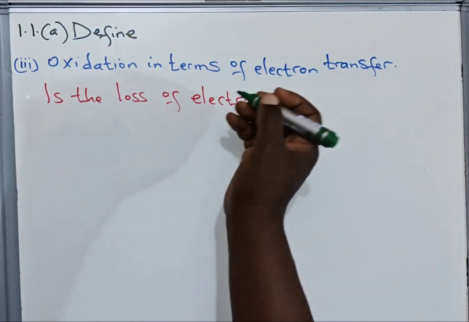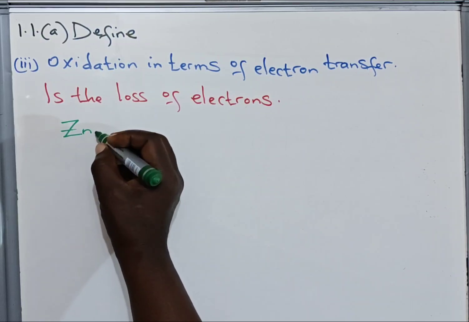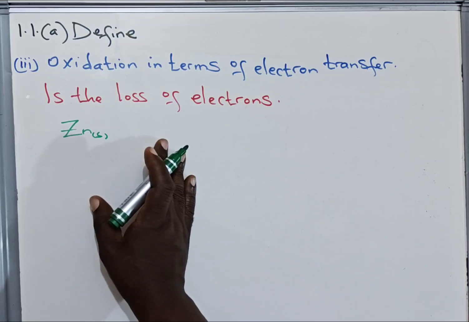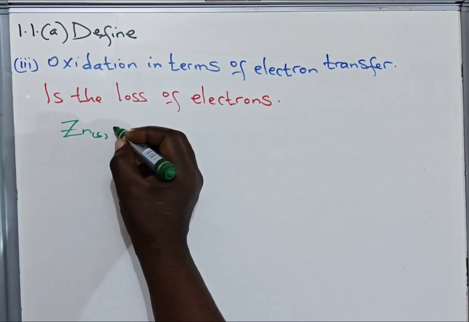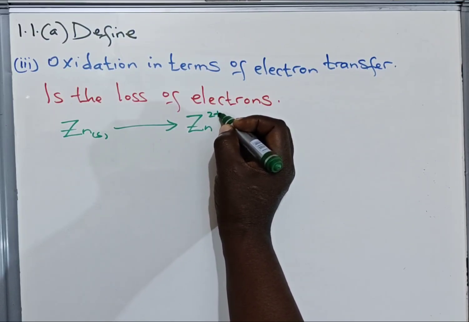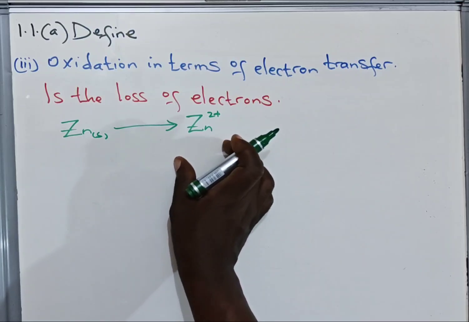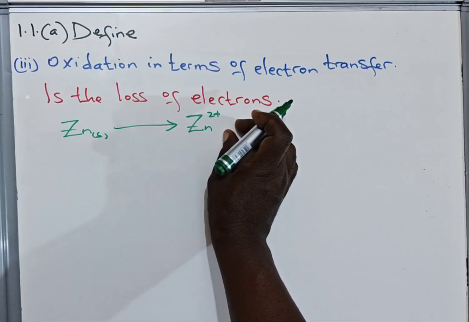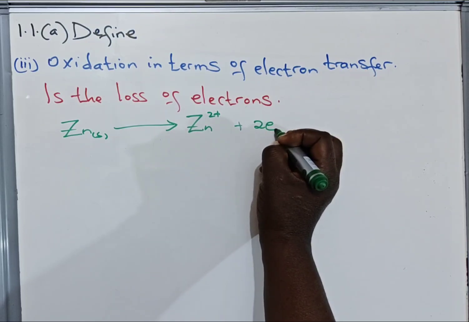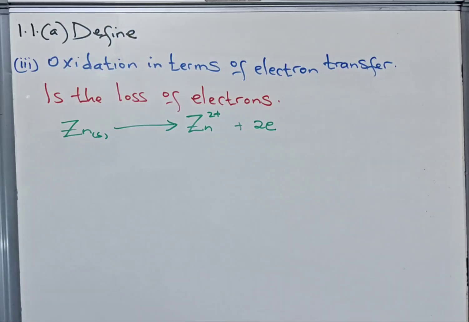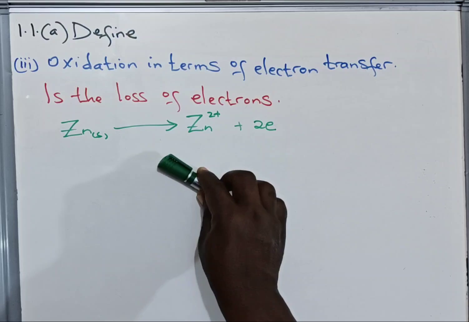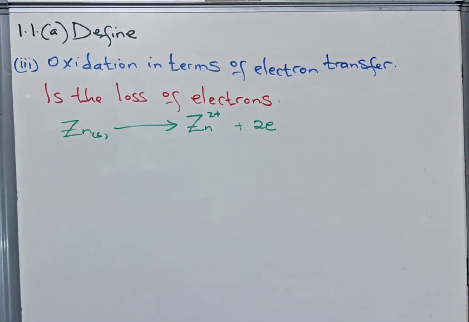So let us look at an example. If you have a zinc atom, or zinc metal, and this zinc happens to lose electrons, it becomes zinc ions. Losing 2 electrons makes it a Zn2+ ion, and the 2 electrons which are lost come here. So you have to understand that if we are talking of electrons as being lost, they have to be on the product side.